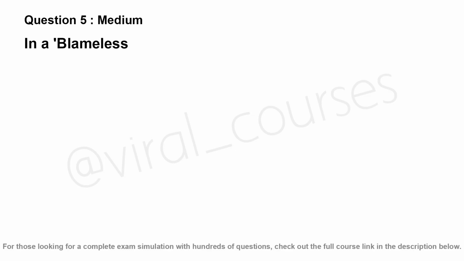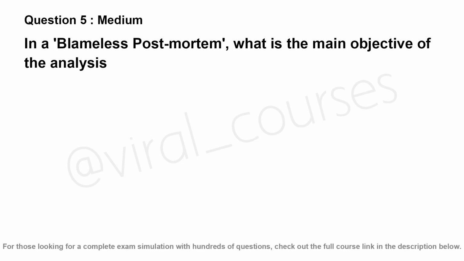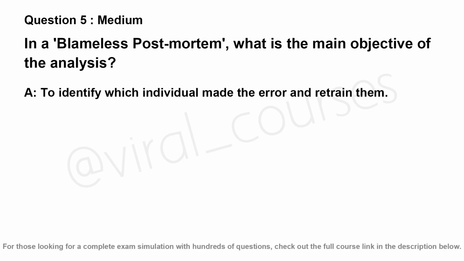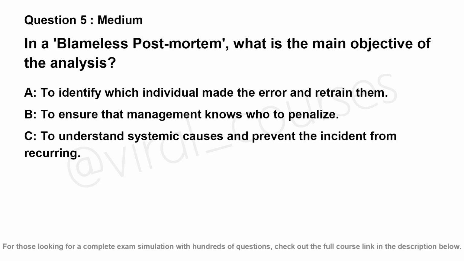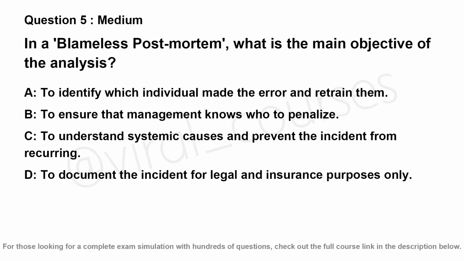In a blameless post-mortem, what is the main objective of the analysis? Option A. To identify which individual made the error and retrain them. Option B. To ensure that management knows who to penalize. Option C. To understand systemic causes and prevent the incident from recurring. Option D. To document the incident for legal and insurance purposes only.